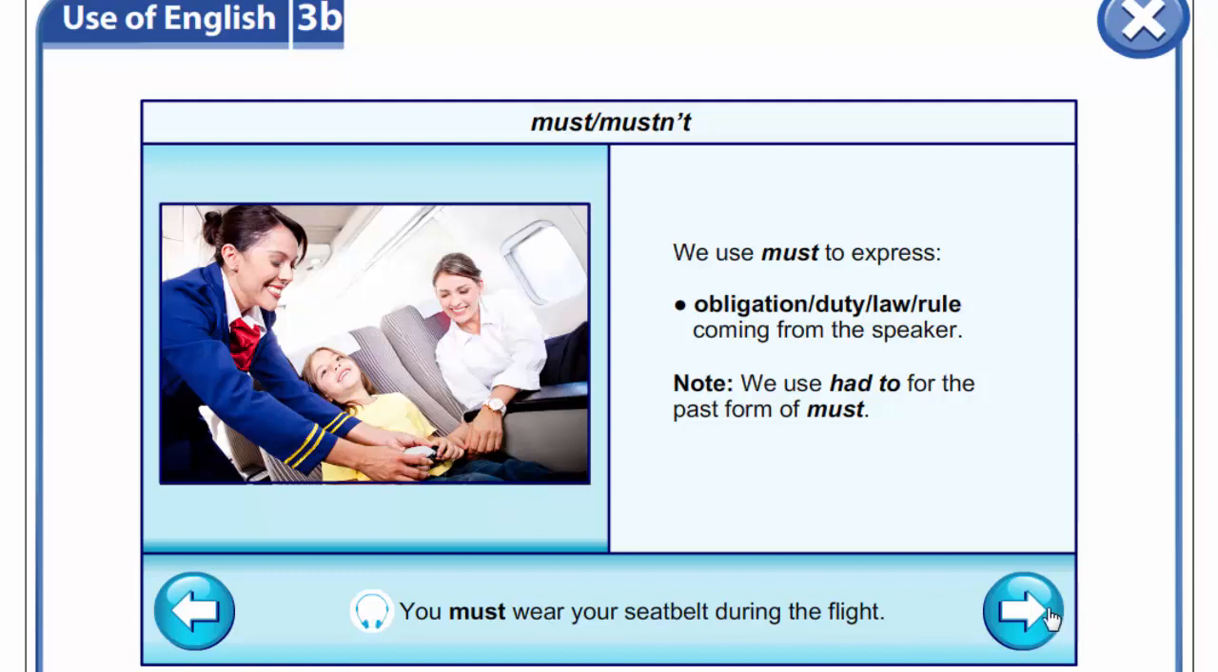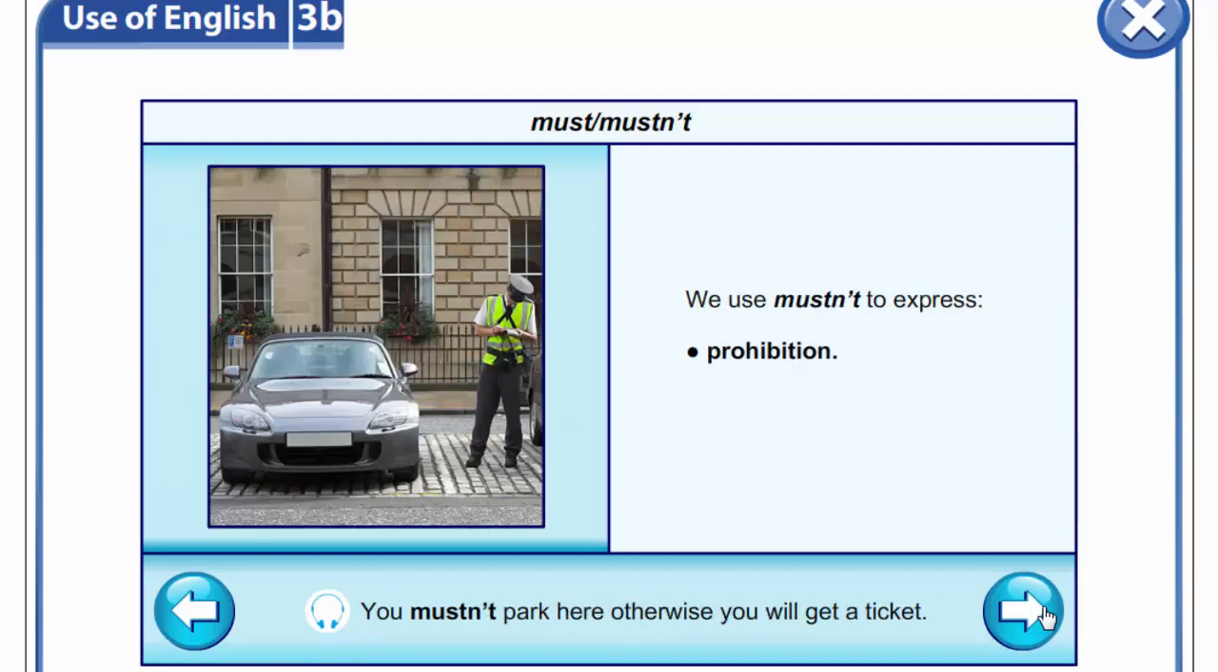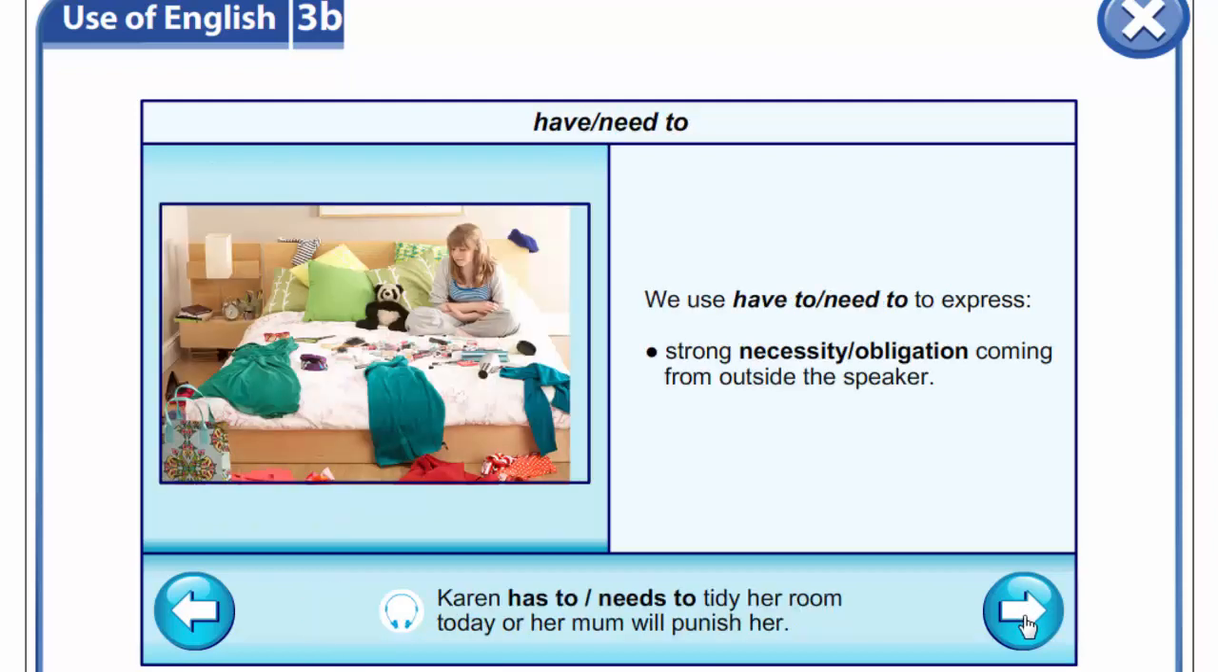You must wear your seatbelt during the flight. We use mustn't to express prohibition. You mustn't park here, otherwise you will get a ticket. We use have to, need to express strong necessity, obligation coming from outside the speaker.